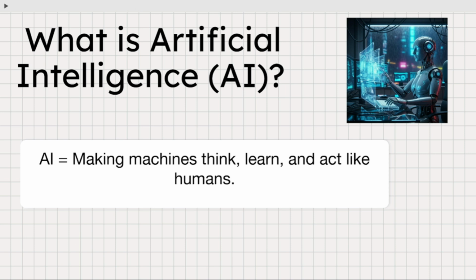So in the last video we saw the course structure and the learning outcomes, and in this video we will see, now let's understand what is AI. Artificial intelligence simply means making machines think, learn and act like humans.